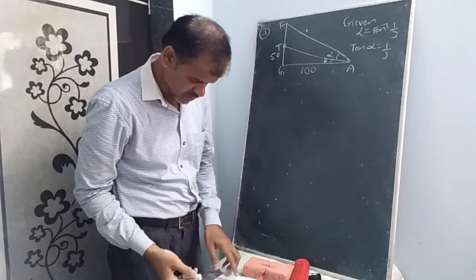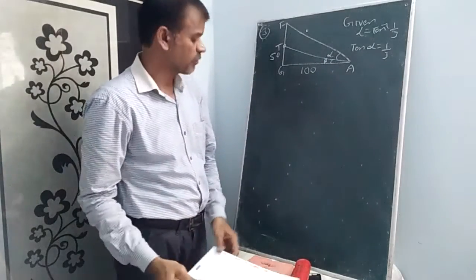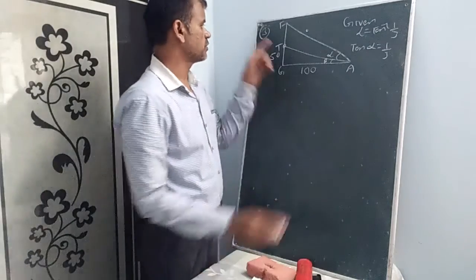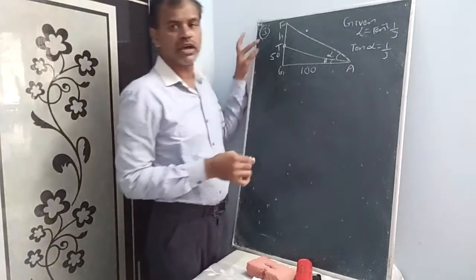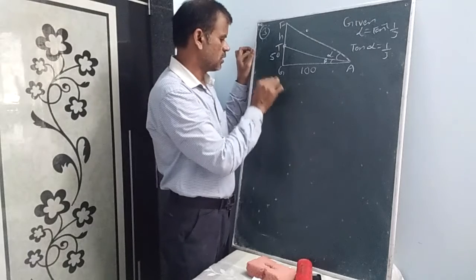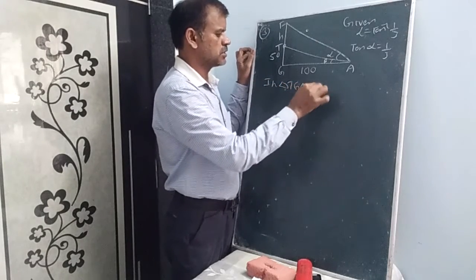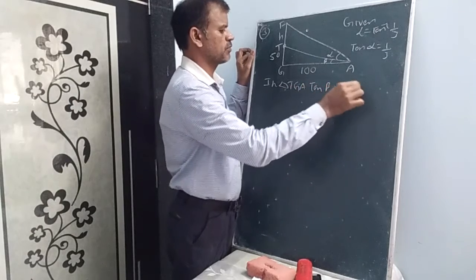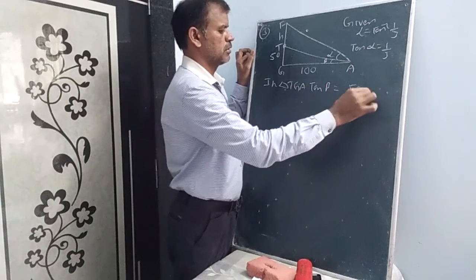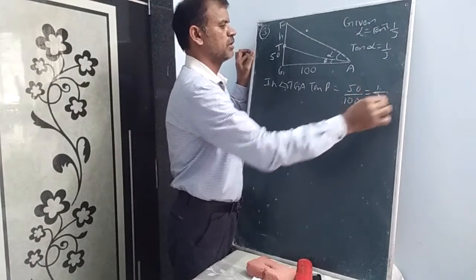So what is he asking? The length of the flagstaff. The length of the flagstaff we need to calculate, as h. In triangle TGA, tan beta is equal to 50 by 100, meaning 1 by 2.